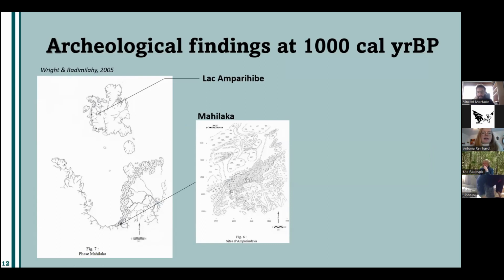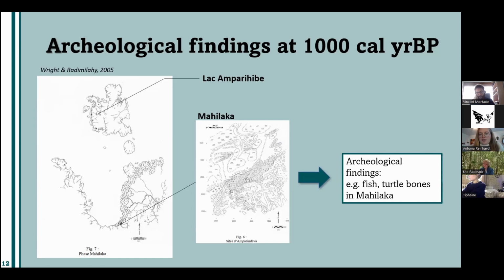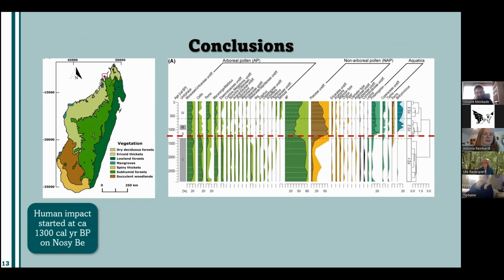And simultaneously, archaeological findings also start to appear at about 1,000 years before present, also at Lake Empire Bay and at the nearby mainland Mahalika. And there, archaeologists found, for example, fish and turtle bones used by humans. So in conclusion, human impact probably started at about 1,300 years before present on Nosy Bé Island.